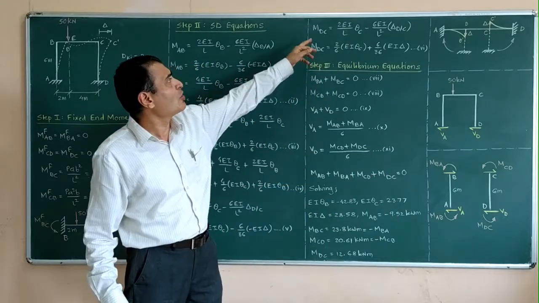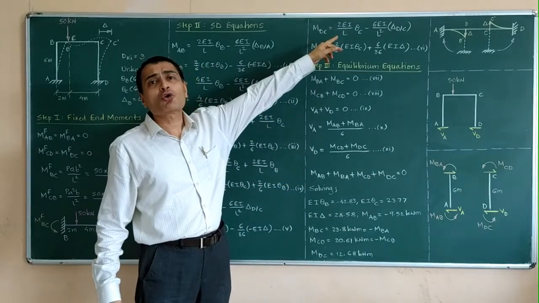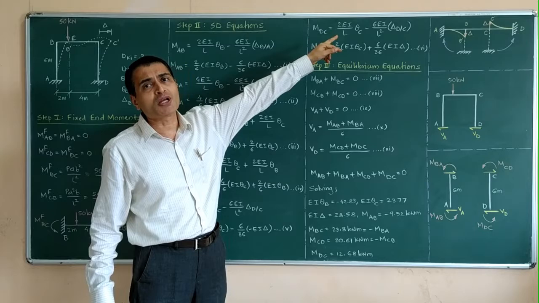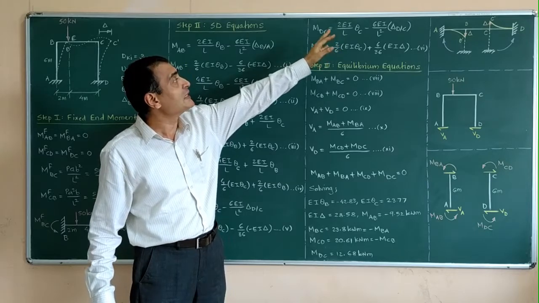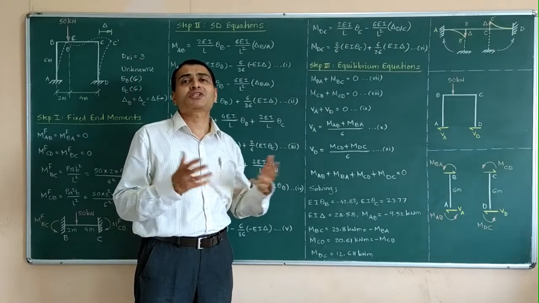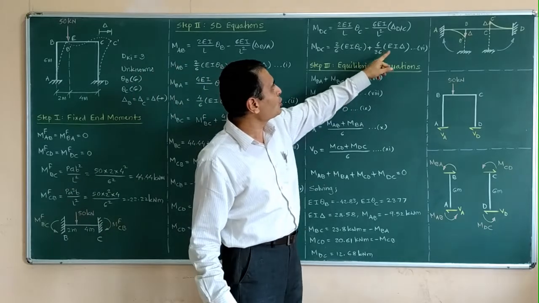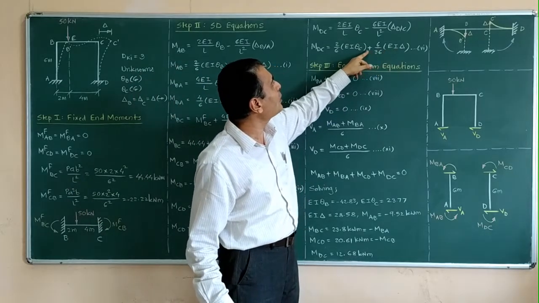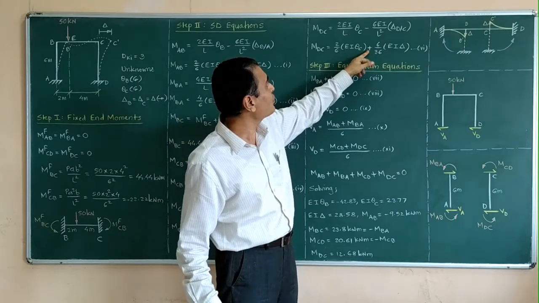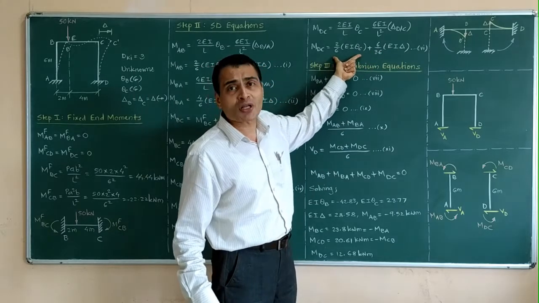Lastly, M of DC, far end rotation contribution, that is 2 EI upon L into theta C minus 6 EI over L square delta D relative to C, last term as it is. Substitution of negative delta with outside negative sign has made it positive. This substitution I have done.